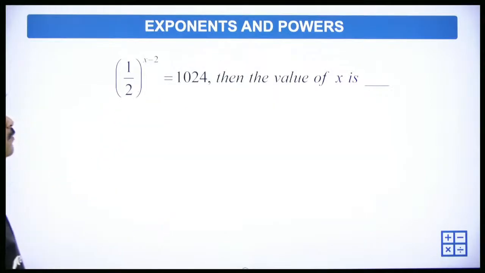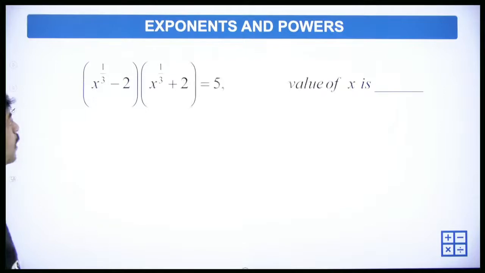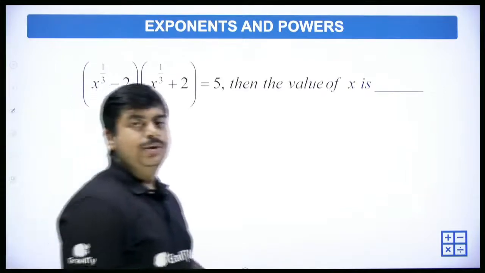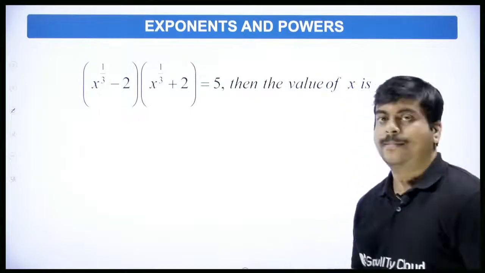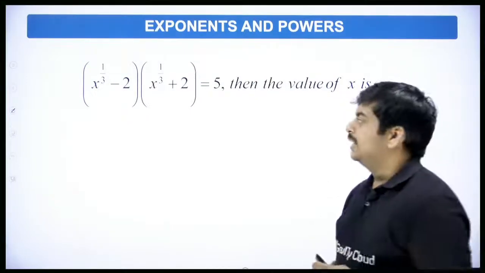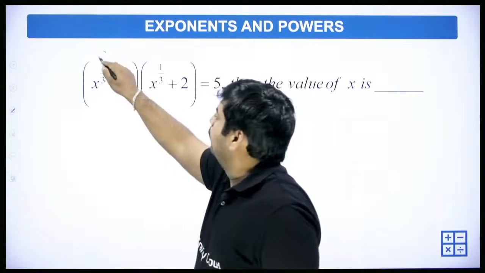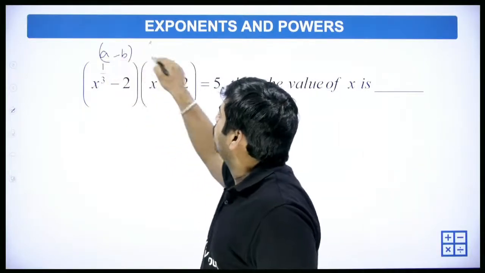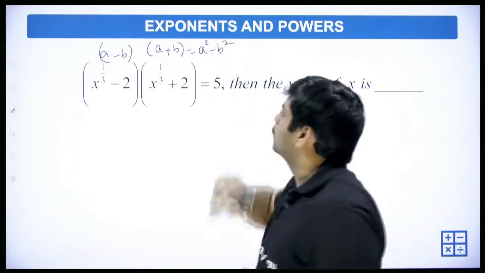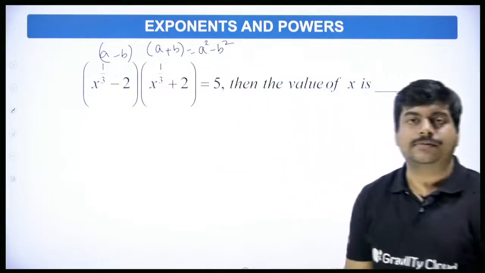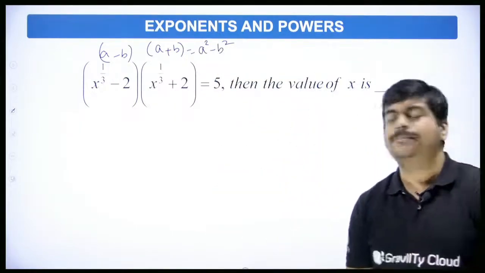So moving ahead, let's move to the next question. X power 1 by 3 minus 2 into x power 1 by 3 plus 2 is equal to 5, and the value of x is? The question here is of the form a minus b into a plus b, and you know the formula of a minus b into a plus b, which is equal to a square minus b square.